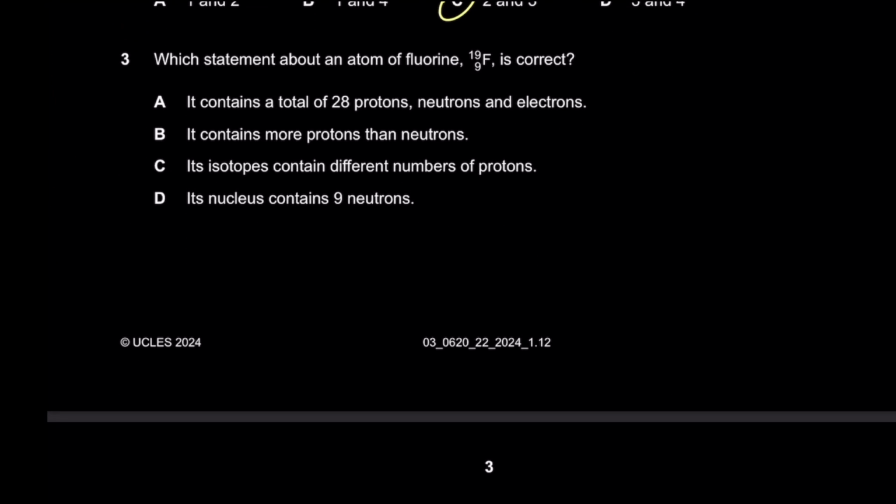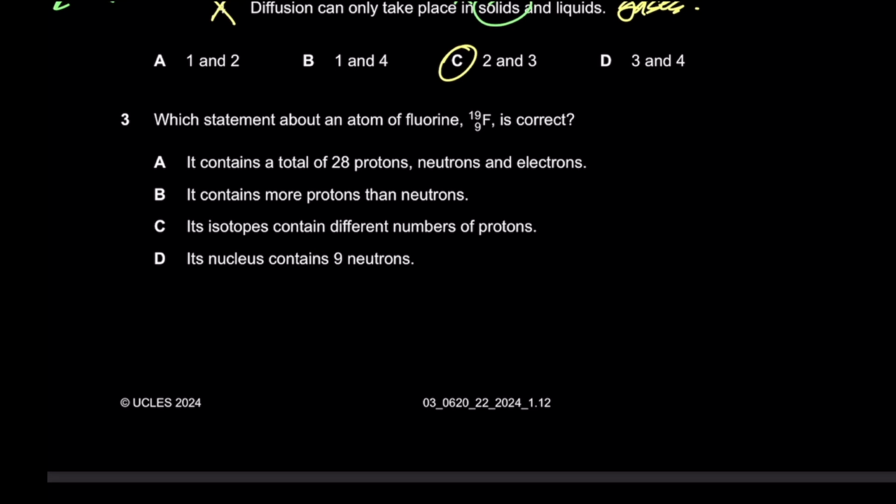Which statements about an atom of fluorine is correct? So it has 9 protons, it has 19 minus 9, it has 10 neutrons, and it has 9 electrons as well because it's a neutral atom, right? So for a neutral atom, the number of protons and electrons is same. It contains a total number of 28 protons, neutrons, and electrons. Absolutely. If you sum all of these up, it's going to sum up to 28.